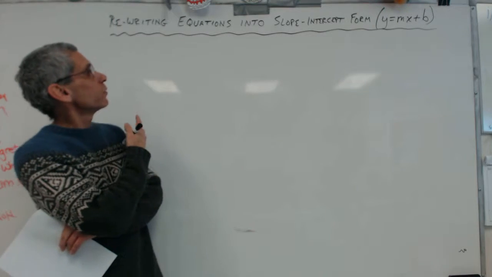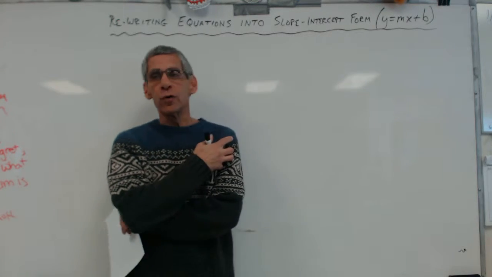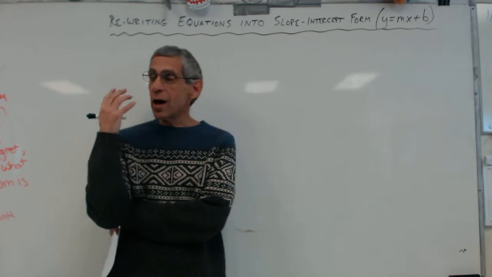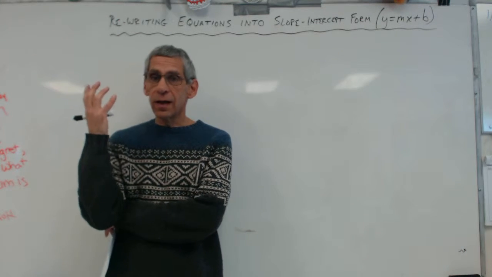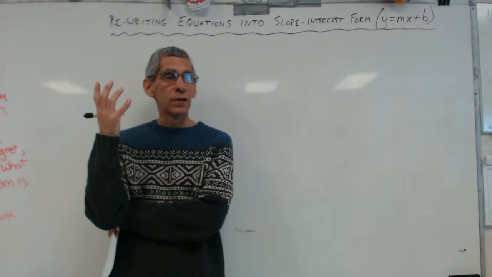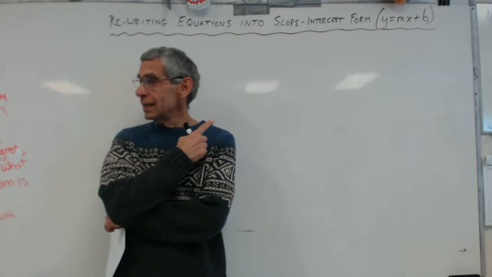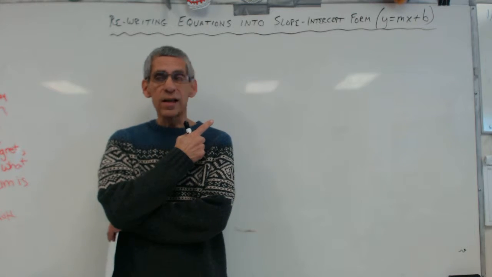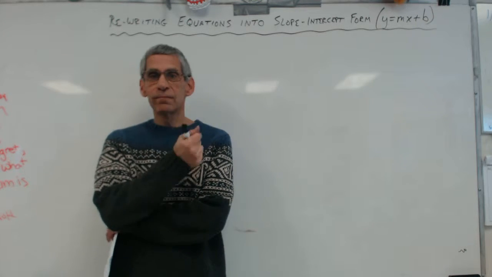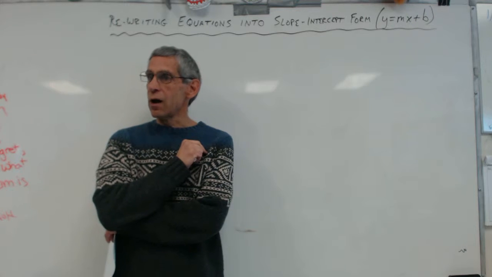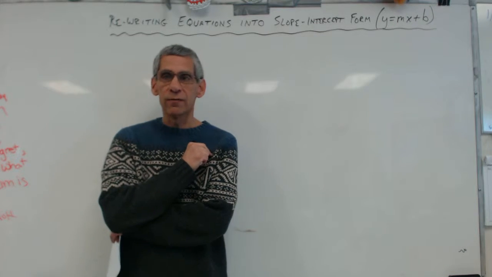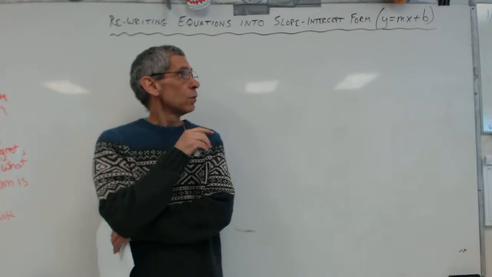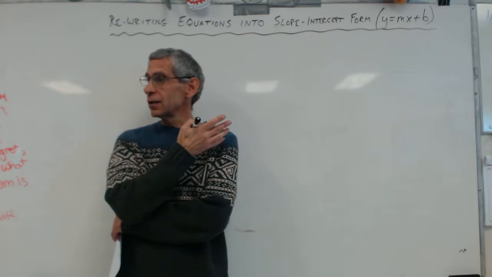So we're going to talk about rewriting equations into slope-intercept form. Slope-intercept form, y equals mx plus b, is an unbelievably famous and useful equation. As you know, they're the easiest by far to graph. Don't you agree with me? Less than 10 seconds, you can graph those. Any one of them, right? No matter how hard they are, piece of cake to graph.